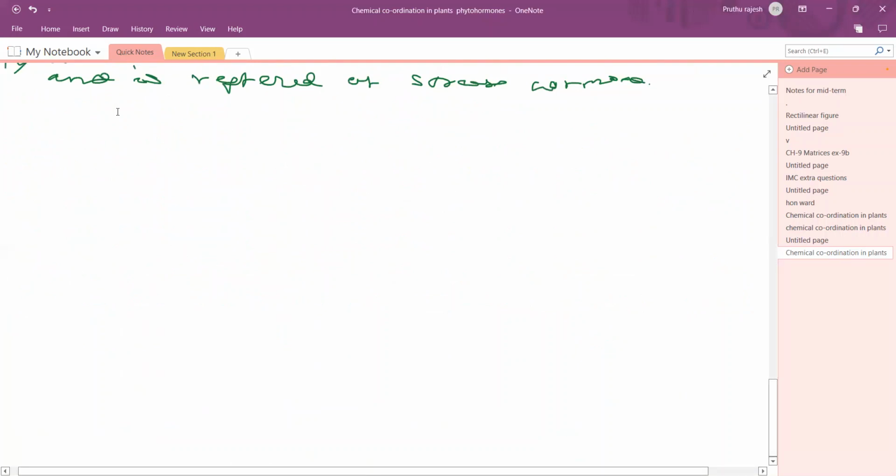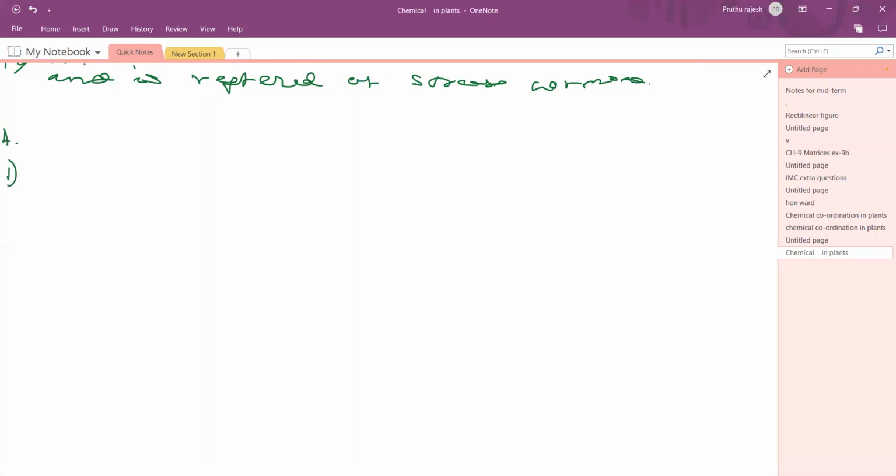This is on page number 88. Let's solve the textbook question and answers. First, multiple choice questions. First question: a plant hormone related with inhibition of senescence is, and you have been given four options. First option is ethylene, second option is ABA, C is abscisic acid, and D is GA. The actual answer is GA, gibberellic acid.